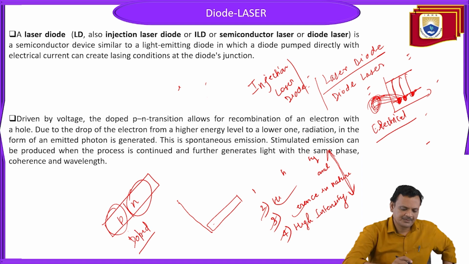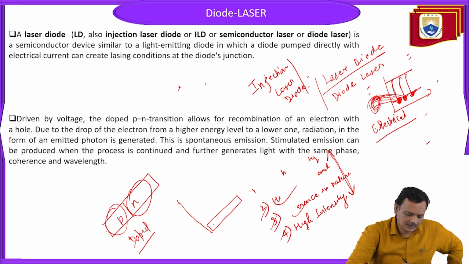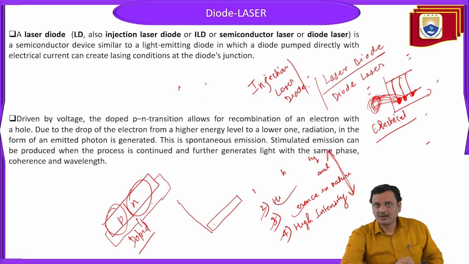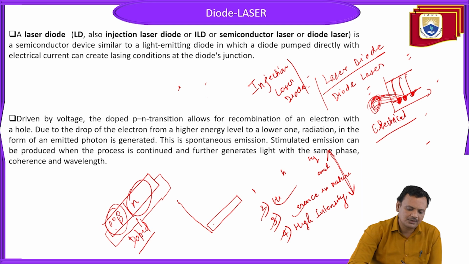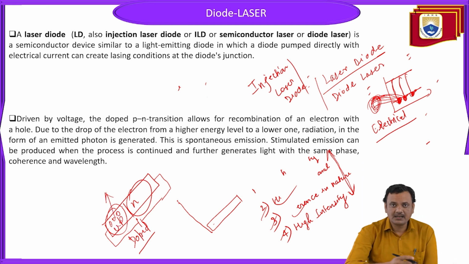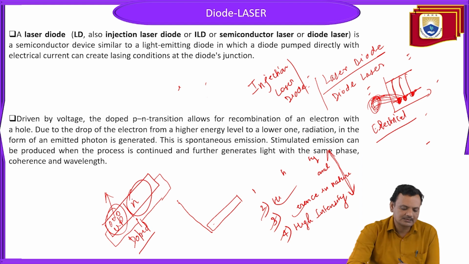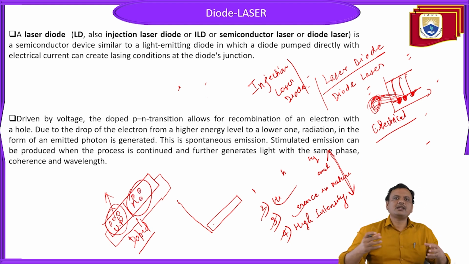Means if you bias this combination, let's suppose you are doing forward biasing. With the help of this biasing, whatever free carriers are available, free carriers meaning in the P side there will be holes and in the N side there will be electrons, they will recombine.